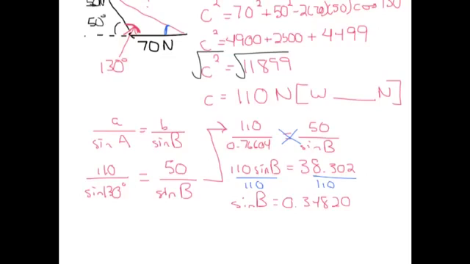Take sine inverse to the other side to get angle B. And we get 20 degrees. 2 sig figs, so line over the 0. So our angle is west 20 degrees north.